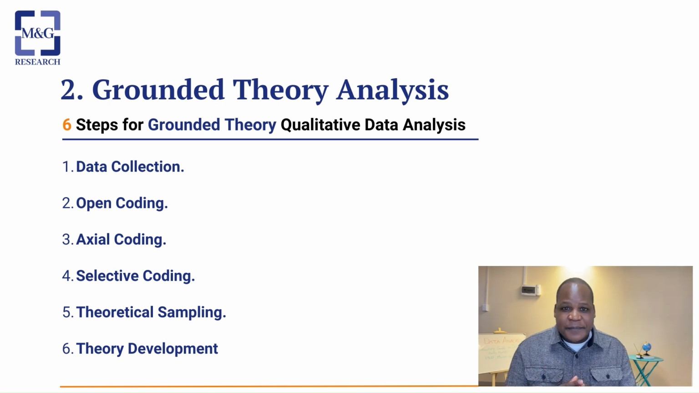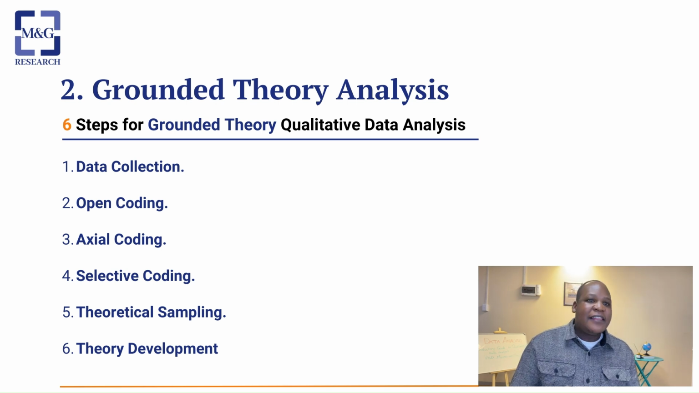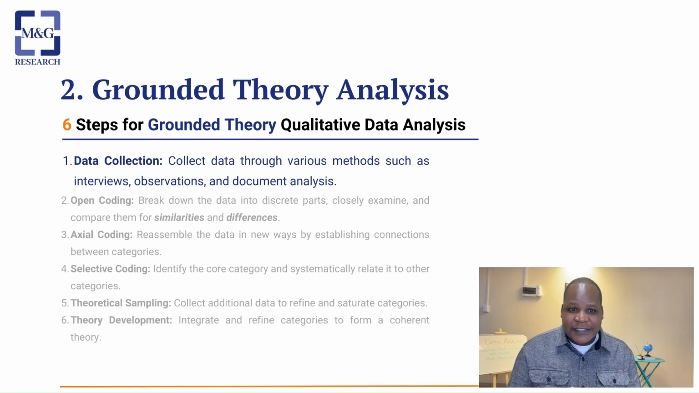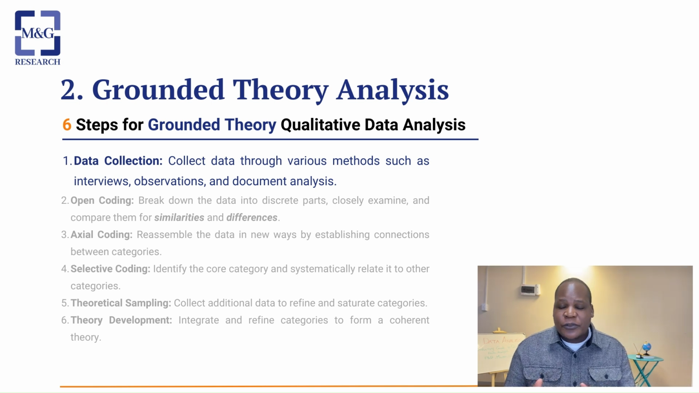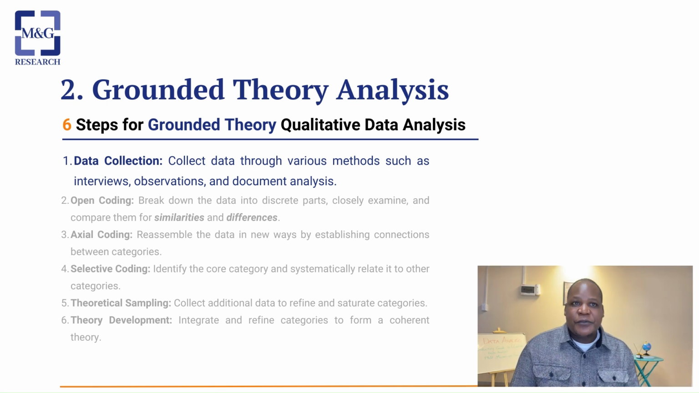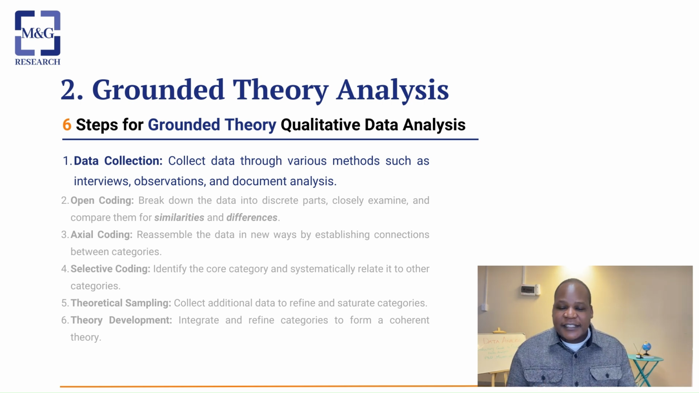So these six steps include data collection, open coding, axial coding, selective coding, theoretical sampling, and theory development, which is the last stage. Starting with data collection: to collect data suitable for grounded theory, you need to go through various methods such as interviews, observations, and document analysis. And just as in thematic analysis, any of the data that you gather, either by interviews, observations, focus groups, or document analysis, is very crucial in developing a grounded theory analysis process.